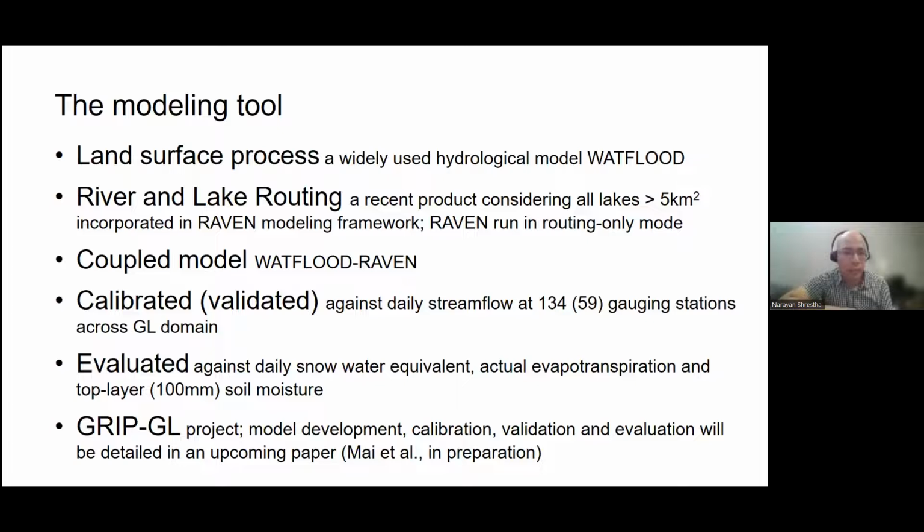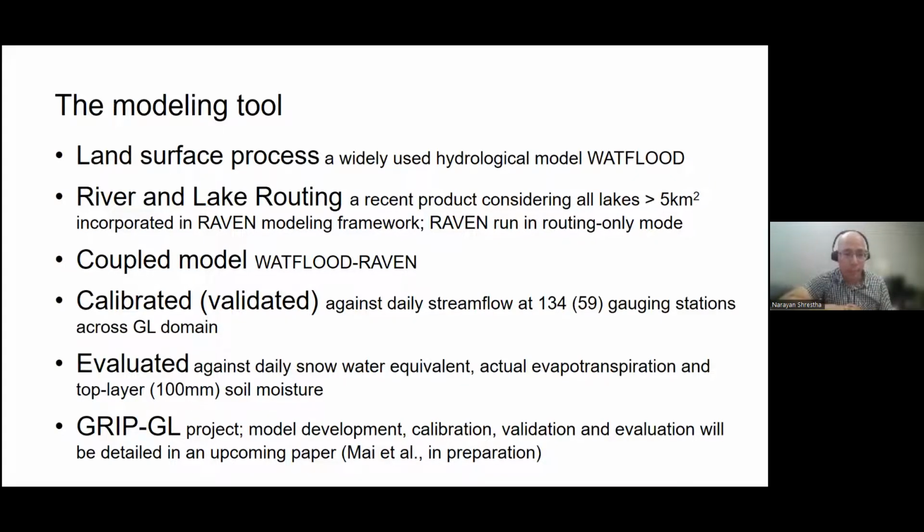So this routing product has been incorporated in the RAVEN modeling framework. We run RAVEN in routing-only mode, and then we couple WATFLOOD and RAVEN to make a coupled hydrological model to simulate the hydrological processes of the basin. This coupled model has been calibrated and validated against daily streamflow at 134 and 59 gauging stations respectively, which are across the Great Lakes domain. And the model is evaluated against daily snow water equivalent, actual evapotranspiration, and top layer, which is 10 centimeter soil moisture. I'm not going to talk about calibration, validation, and evaluation of this coupled model.